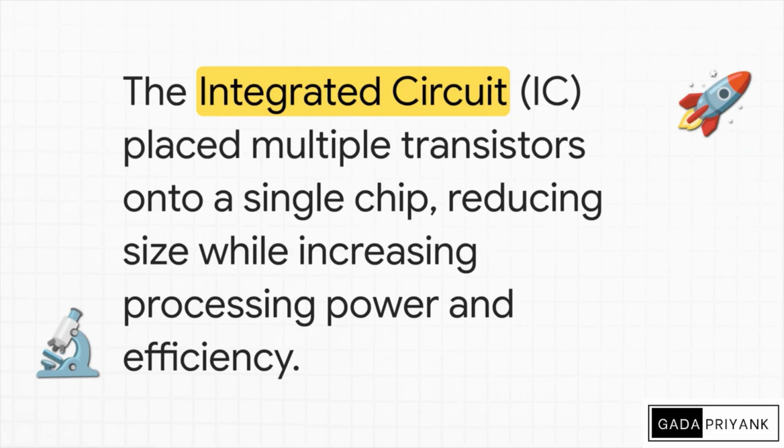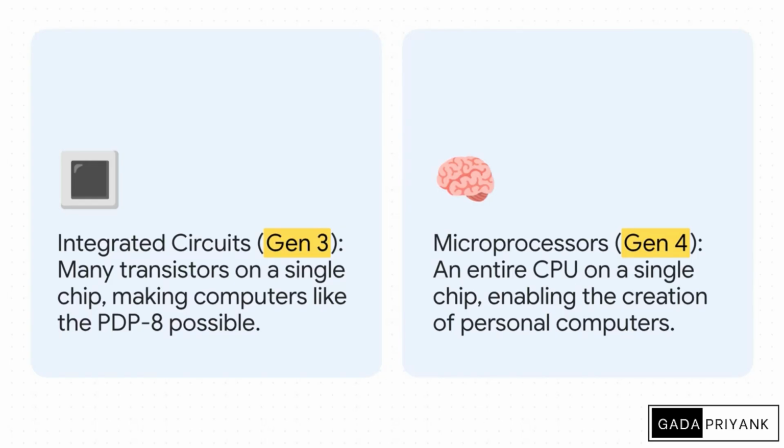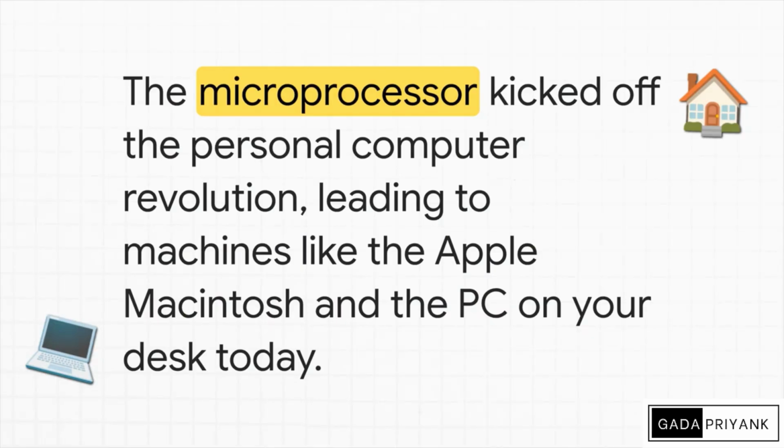The big idea here was, instead of wiring individual transistors together by hand, what if we could print them, along with other components, right onto a tiny little slice of silicon? Now here's a really crucial difference to understand. The third generation was amazing because it put lots of components on a chip, but the fourth generation put the entire brain of the computer, the central processing unit, or CPU, onto a single chip, and that was the birth of the microprocessor.